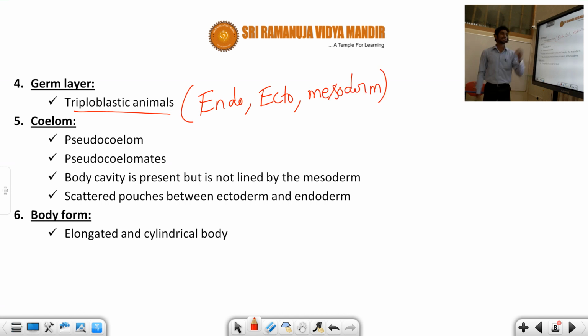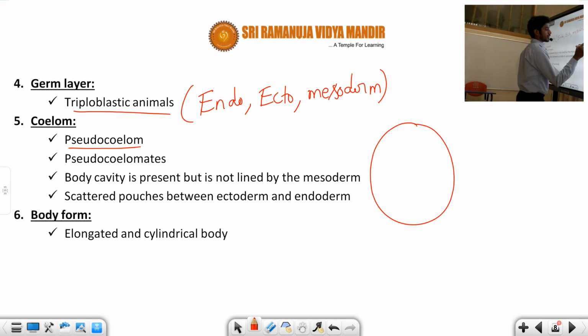So these three layers are formed during embryonic development. And coming to the coelom, students, generally this is considered as a pseudocoelom. What is the meaning of pseudocoelom? You can see here, this is the pseudocoelom diagram I am drawing now.